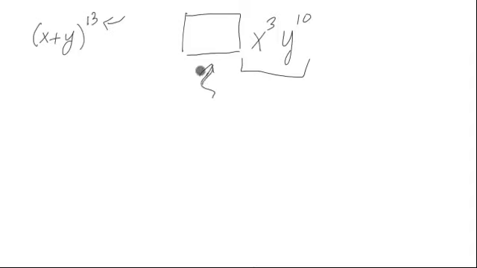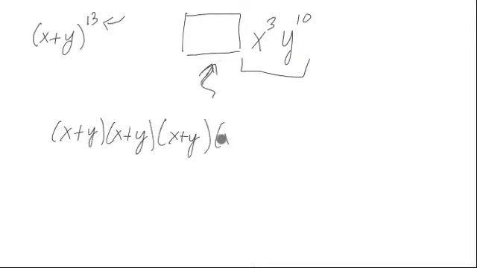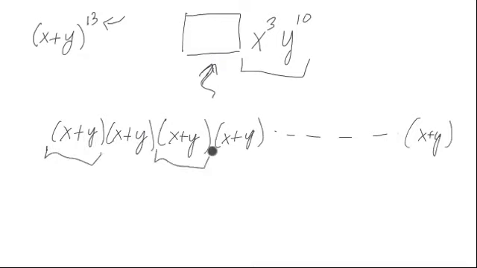Now, this number is precisely, well, let's think about it. If we had 13 of these factors, however many they have, dot, dot, dot, from here to here. This number is the number of ways that we select 3 of these factors, any 3 of them, to be the factors that we pull an x from.